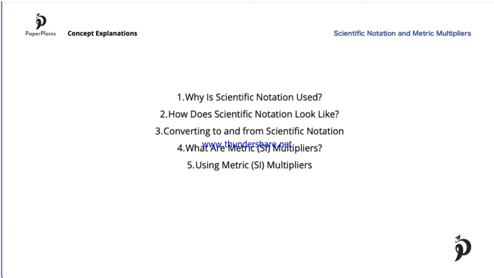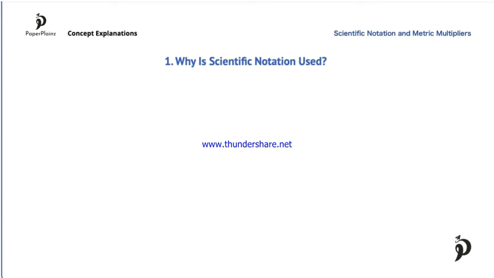metric multipliers. Let's just start by saying that scientific notation means exactly the same thing as standard form. The expression standard form is mainly used in the UK and a few other places.